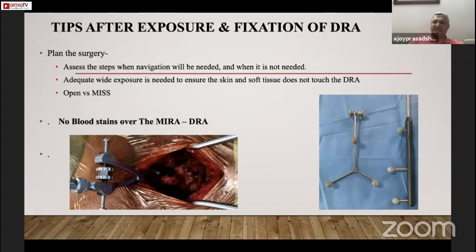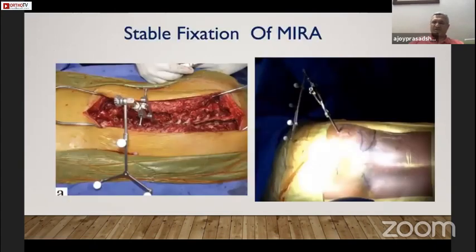In MIS also, it is necessary that you fix it in a part where it is relatively stable. Usually it's fixed on the spinous process, which is a relatively more stable part. But you can have problems if you are doing it in a child, or sometimes in a revision surgery where you may not be able to fix it to the spinous process. As you can see, it's also important that there are no blood stains over the reflectors, because with blood stains your image might not be quite good. It's very, very important to have a stable fixation of the DRA, or the minimally invasive reflective array.